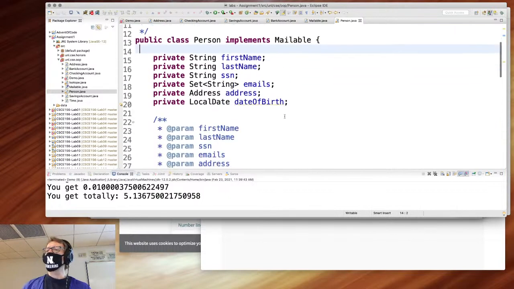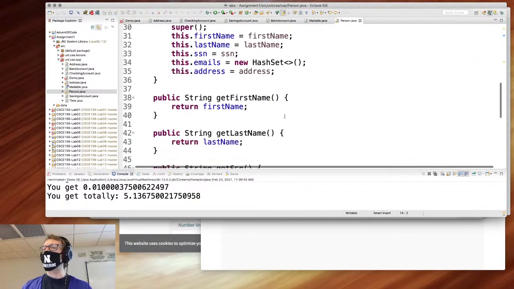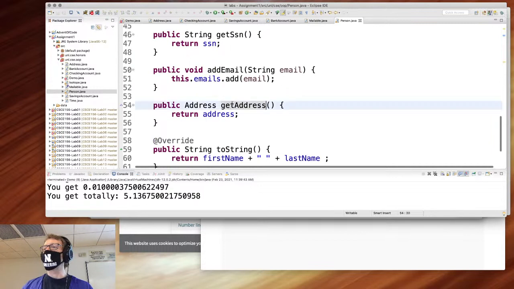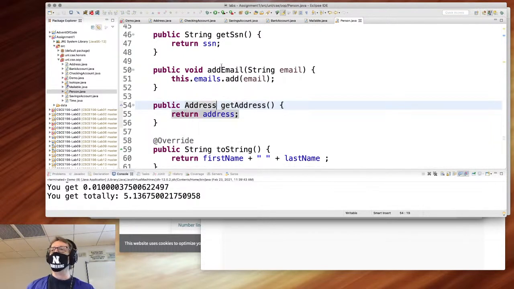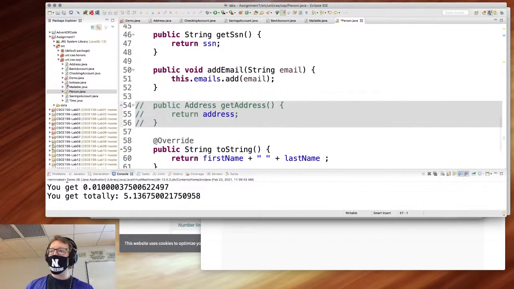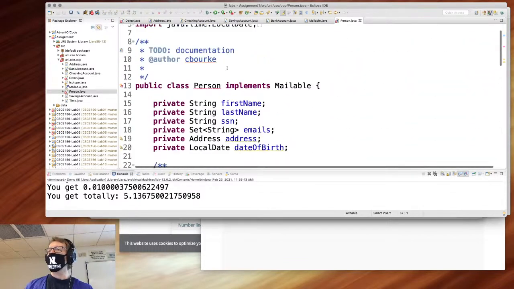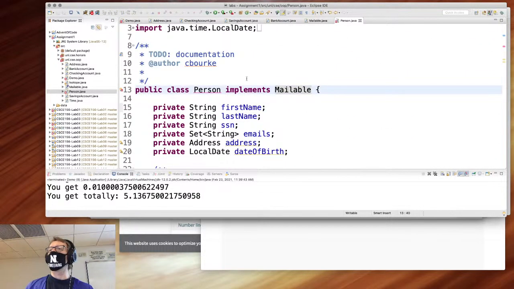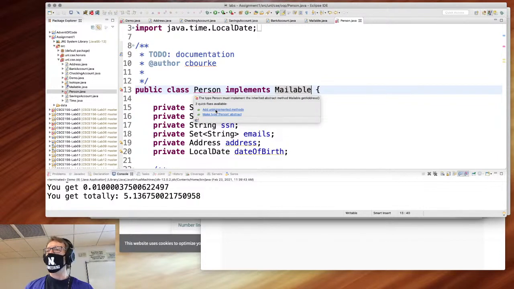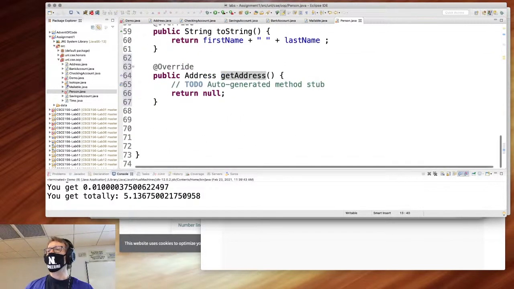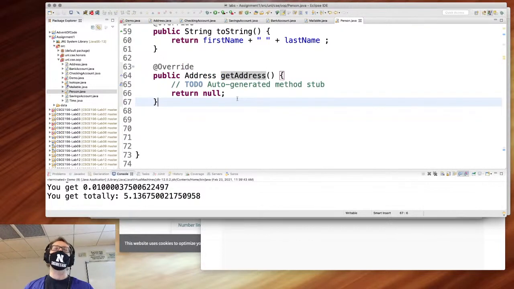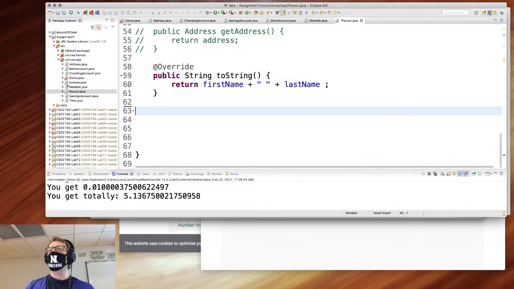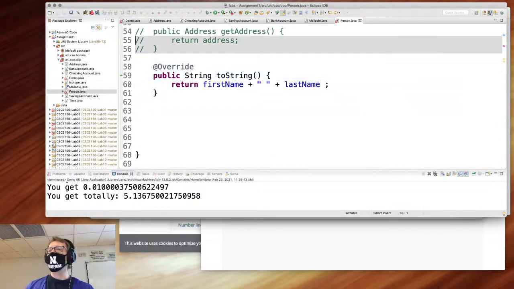So that means it's already doing it because I've got this, where is it? Get address right here that returns an address. If I didn't have that here though, it would complain. Hey, you said that person implements mailable, but there is no GetAddress method. Add unimplemented methods. I wonder what that looks like. Right now, the default is to return null, but that's obviously not what we want. I'll go ahead and restore this up here.